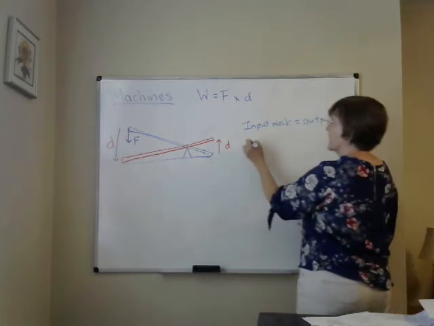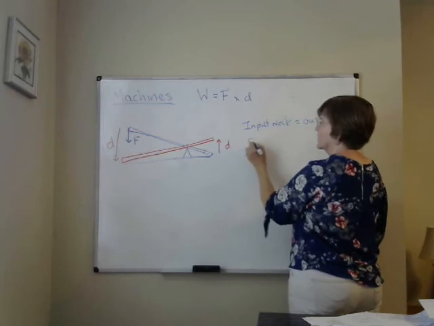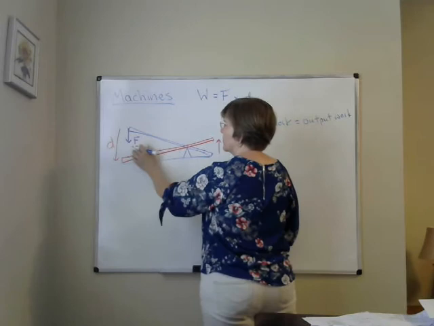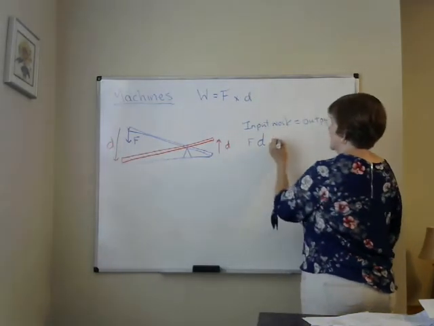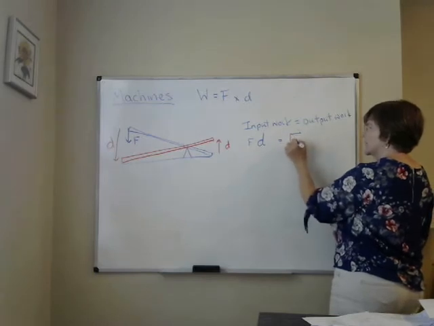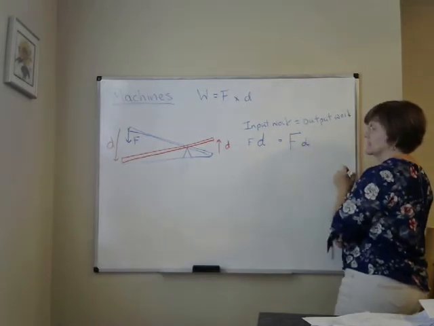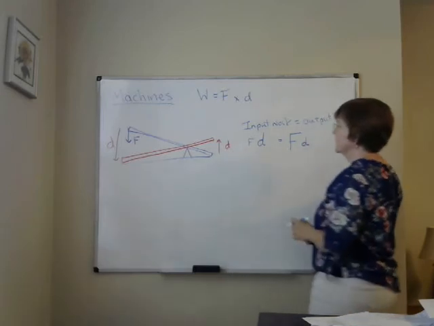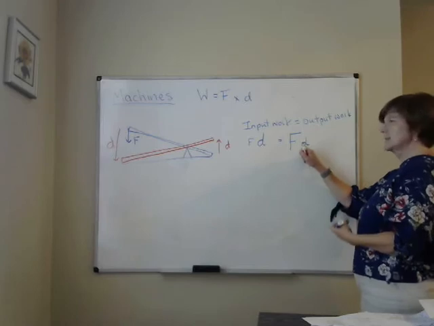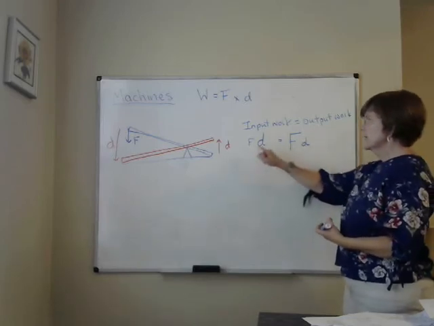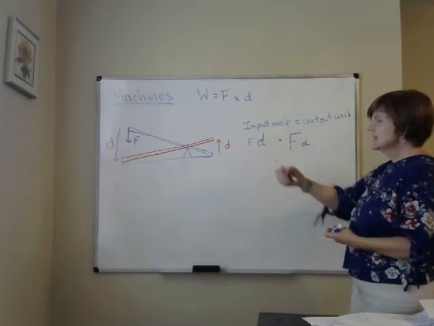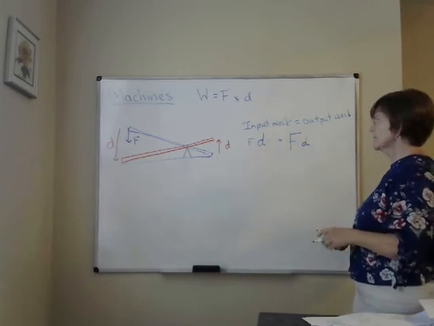Well, here, let's say I'm going to use a relatively small force, but a relatively big distance. Fairly small force, fairly large distance. And that's going to allow me to pick up a big weight and move it a small distance. This is a small distance. So if I have a heavy weight, I can move it a small distance using a smaller force over a longer distance. This type of simple machine is a lever.